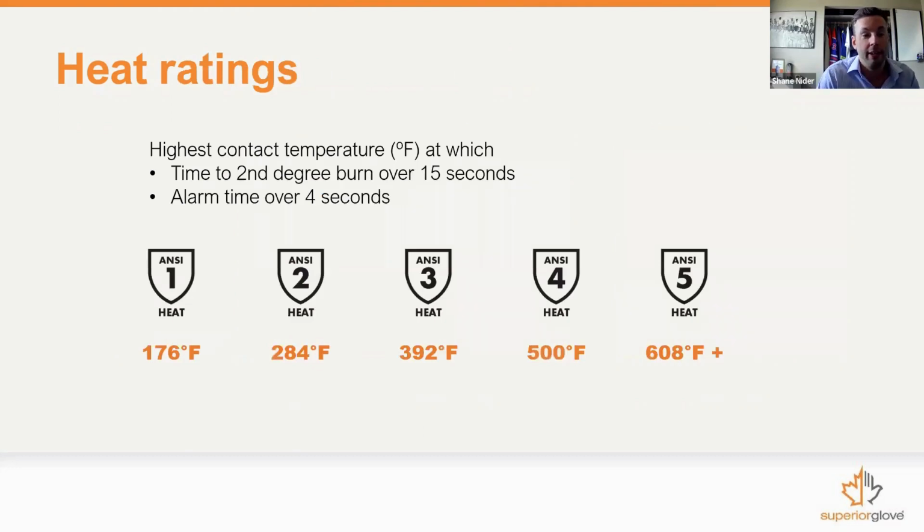And so again, as I mentioned, there's going to be a common theme here, which is good. Consistency is good. And so when we're looking at our environment, when we're looking at our heat applications, if we have them, again, just remember it's that graduating scale. And so level 1, again, 176 degrees Fahrenheit, middle of the road, level 3, 392 degrees Fahrenheit. And then at the extreme level of the spectrum, 608 degrees Fahrenheit plus. There's a plus there for level 5.